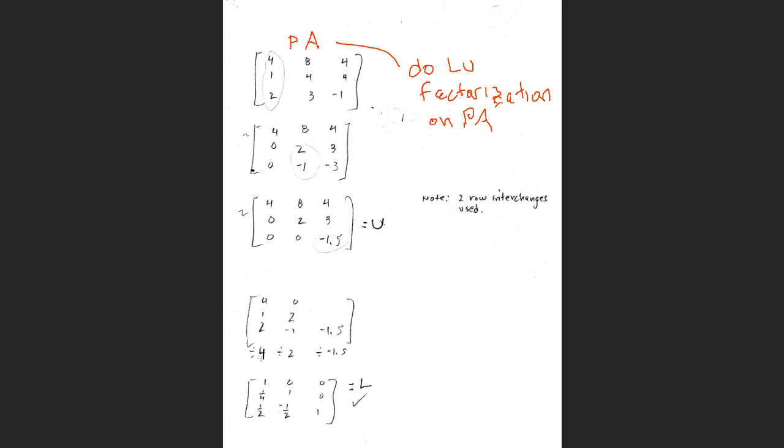So if we take -1/4 times row 1 and add it to row 2 and put the result in row 2, and if we take -1/2 times row 1, add it to row 3, and put the result in row 3, okay, then this is the matrix that's going to result.